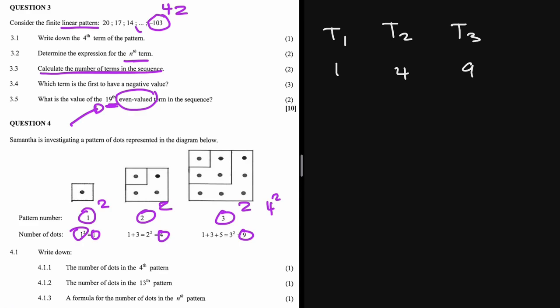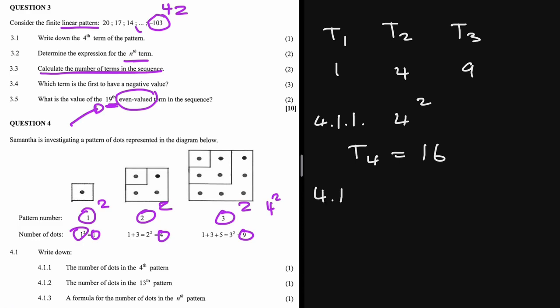Now the next problem says, write down the number of dots that we have in the fourth term. So that is what we're going to do. In the fourth term, we're going to have 4 squared. And therefore, the number of dots in the fourth term is 4 squared, which gives us 16. So we have 16 dots. That is how we can answer 4.1.1.